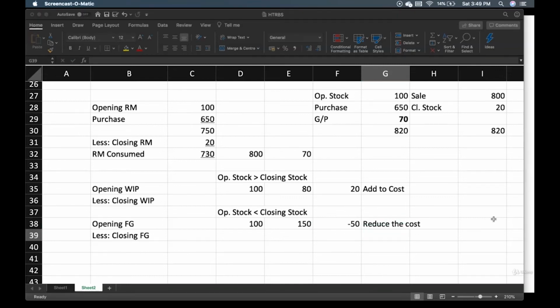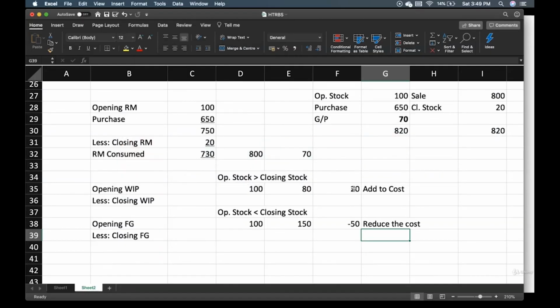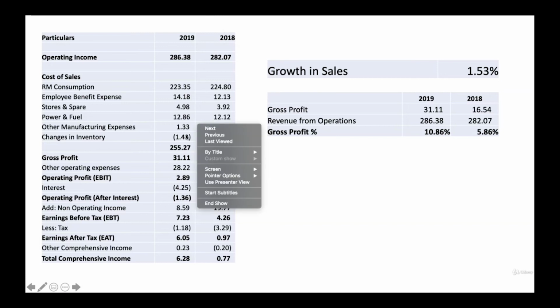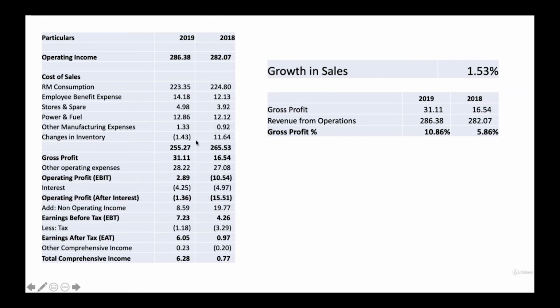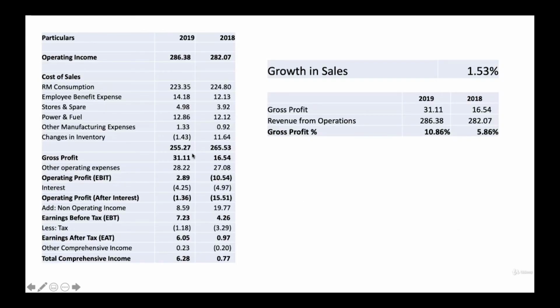Now let's understand. We'll relate it with our real case. In 2018, the changes in inventory is positive 11.64. So when it is positive 11.64, this is the scenario, that is, opening stock was greater than closing stock. So it got added to cost. Whereas in the next year, you can see the changes in inventory is 1.43 crore negative. Negative is a scenario where opening stock is less than closing stock. So you get a negative number that goes and reduces the cost. And in this case, it is reduced substantially or sizably.